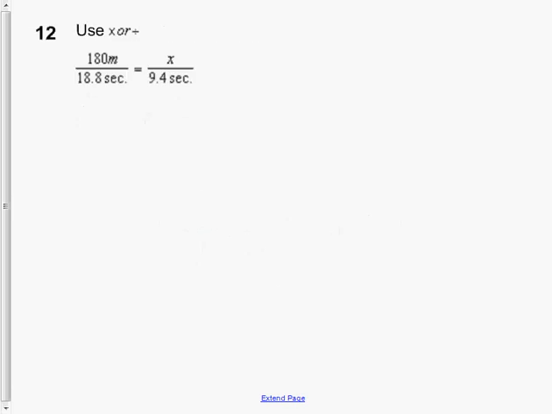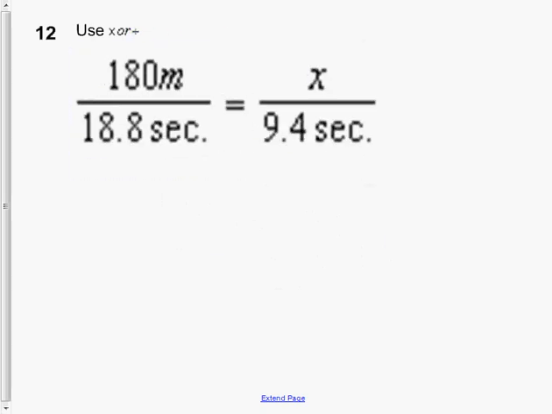In the second one, it says use multiplication or division. So we have, let's just make this bigger here. I'll just take this and make this a little bit bigger. 180 meters in 18.8 seconds equals how many meters in 9.4? The tricky part is 9.4 is exactly half of 18.8. So technically, if you're using multiplication or division, you could simply divide both by 2, and you would therefore know that it's 90 meters in 9.4 seconds, right? That was an easy one.